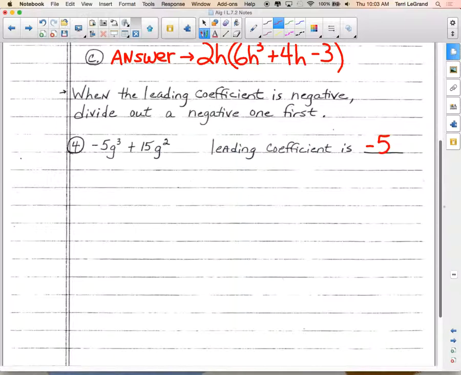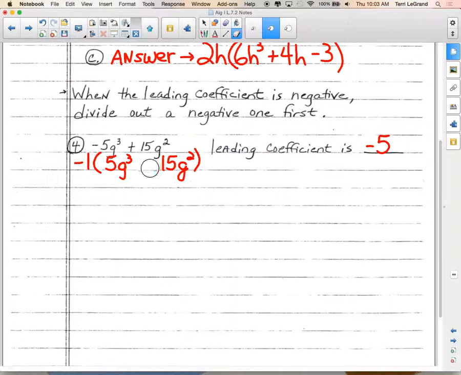-5. We are going to do what the book does, and we're going to divide a -1 out of there first. So we're going to say -1. It's kind of like we're dividing out here. In other words, if we put a -1 out front, the terms of that polynomial change to their opposites. So we would have a positive 5g cubed now, plus a negative 15g squared. I guess we could make that a minus, couldn't we? Let's do that, just to make life a little easier. Minus, okay?